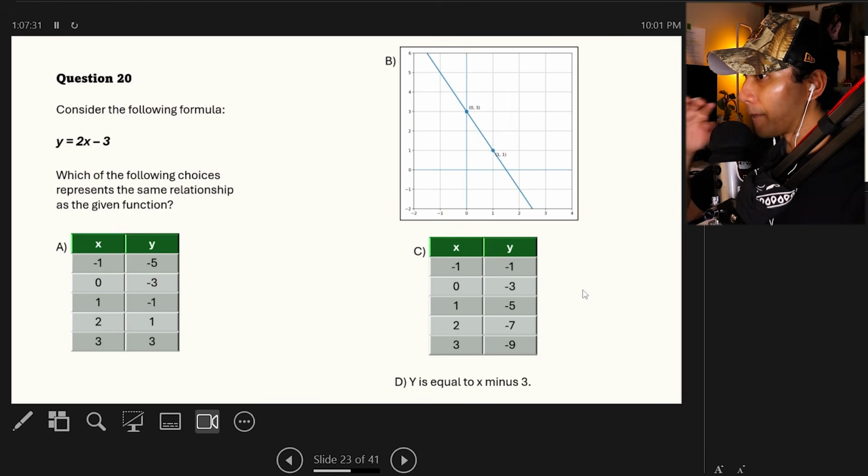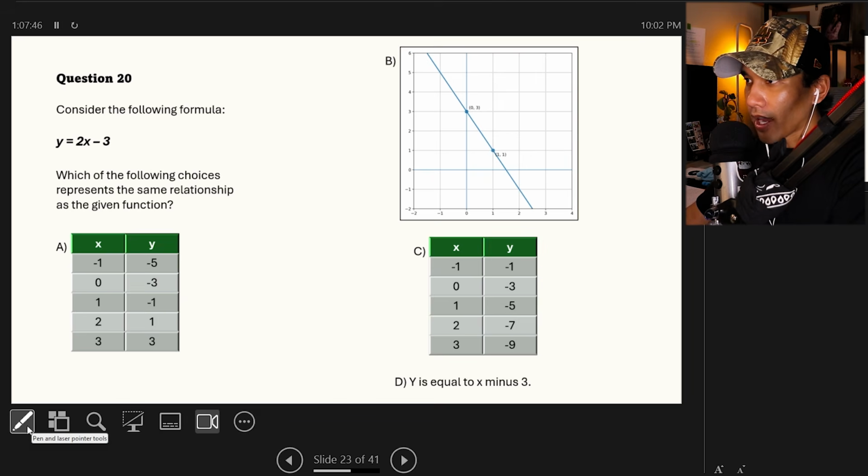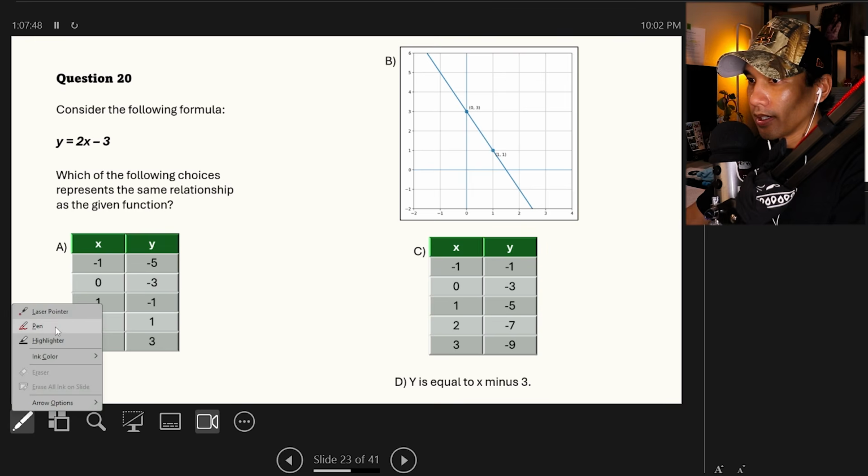All right, here we go. These are the fun ones. Consider the following formula. Which of the following choices represents the same relationship as the given function? 2x minus 3. So in this case, we're going to have to know how to find a slope.